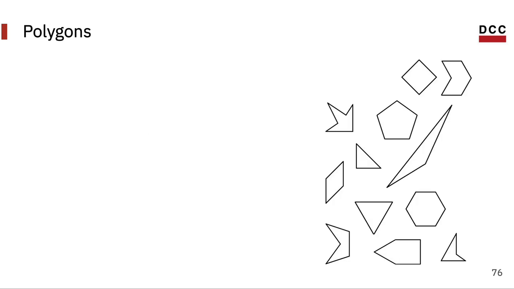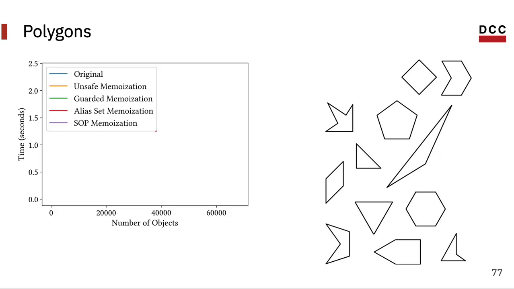So let me start with a simple benchmark. It represents polygons as a list of points. So creating an object, simply passing a sequence of 2D points to it. Then let's see how the different implementations of memoization fare when we vary the number of objects. I shall be showing running time on the y-axis.